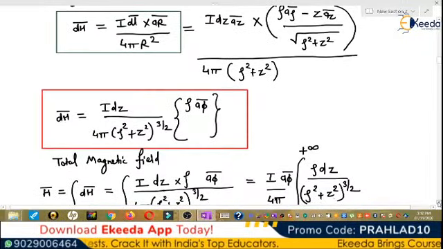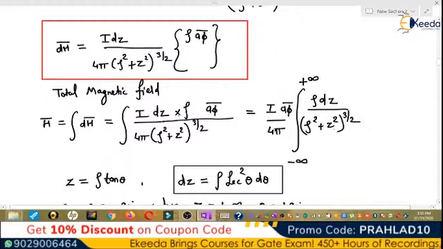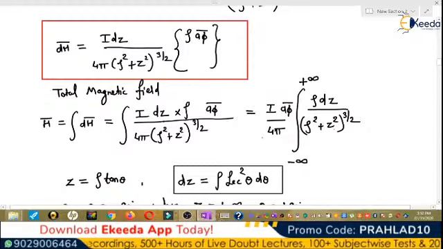So the total magnetic field H vector is equal to the integration of dH vector, which is I dz rho a phi by 4 pi (rho square plus z square) to the power of 3 by 2, and it is equal to I upon 4 pi a phi, integration from minus infinity to infinity of rho dz upon (rho square plus z square) to the power of 3 by 2.